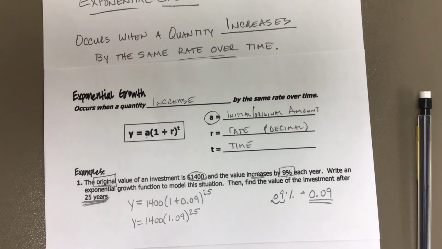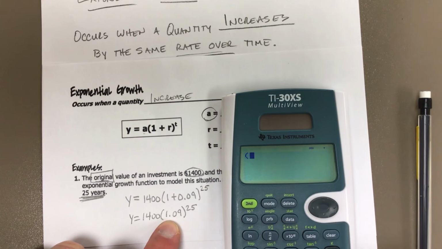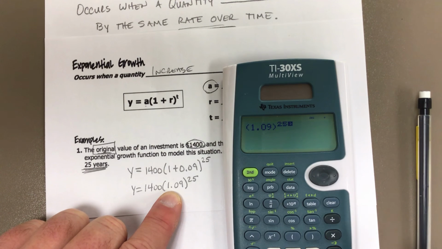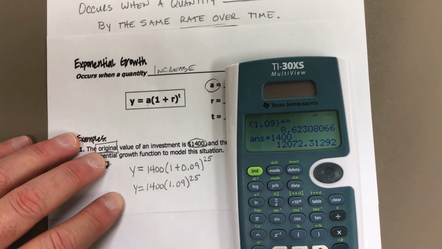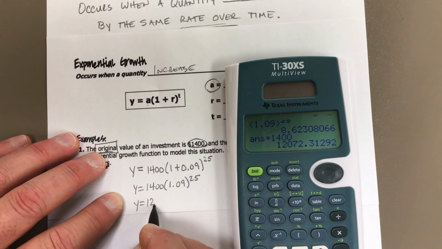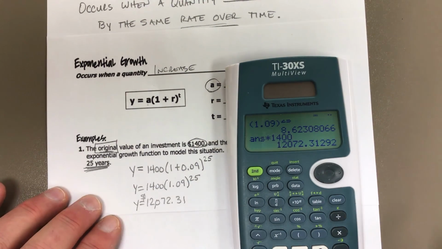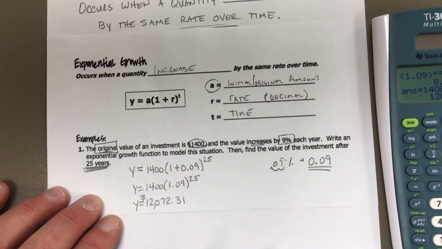So we get our calculator out, turn it on, and type parentheses 1.09, then use the little caret and raise it to the 25th power. We hit enter, and then we multiply it by 1400, and we find out that it's worth $12,072.31. Don't forget your dollar sign. That's what your answer would be. So exponential growth has a formula, and you just have to plug the numbers in. All right, cool.